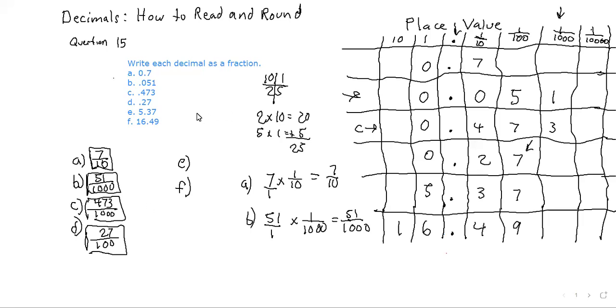Next one is E, where it's 5.37. What do we do when we have a whole number there? It doesn't change. We leave the whole number as is, and we just write the decimal part as a fraction. The place value of the last digit, 7, is the hundredths place. So it's going to be 37 over 100. So it's going to be 5 and 37 hundredths.